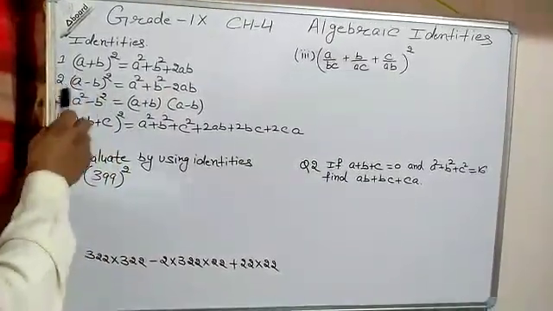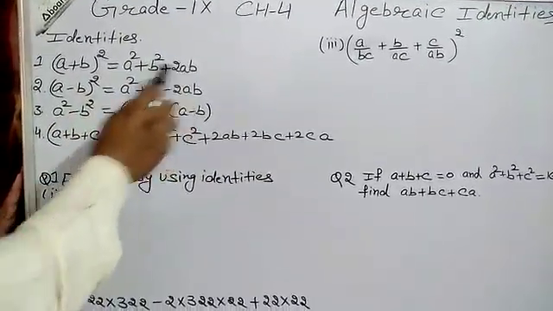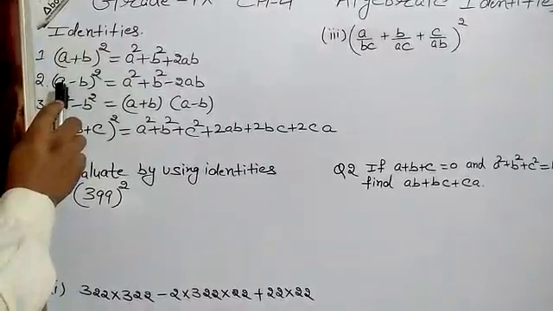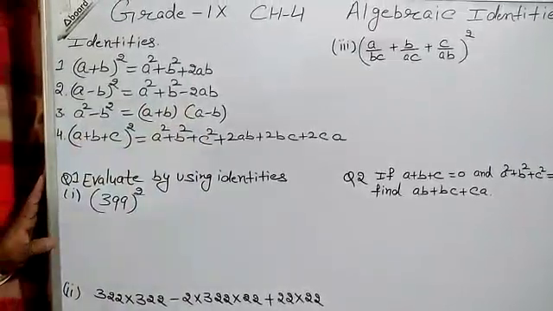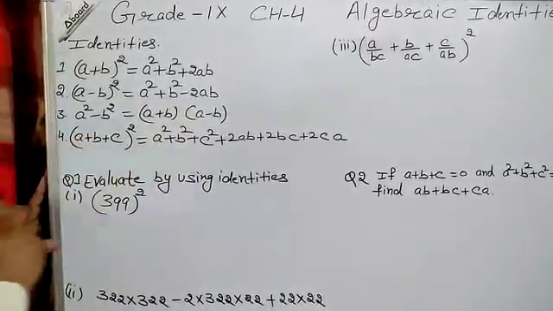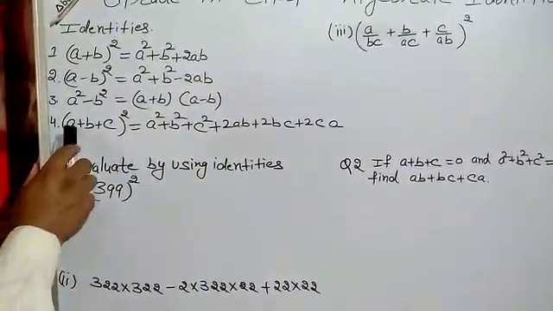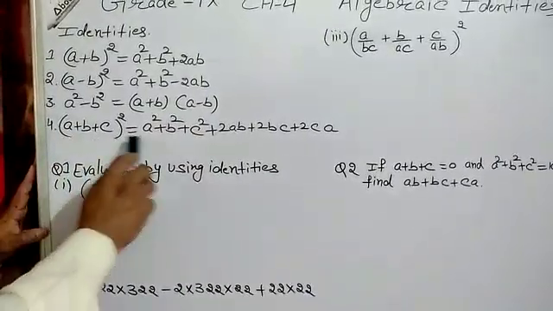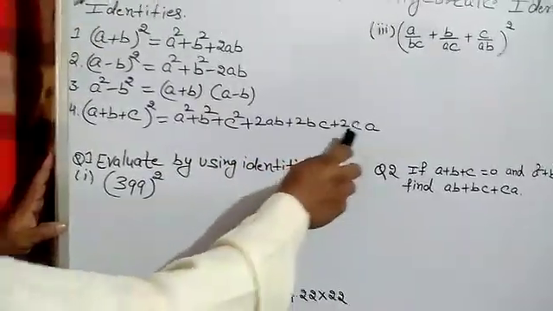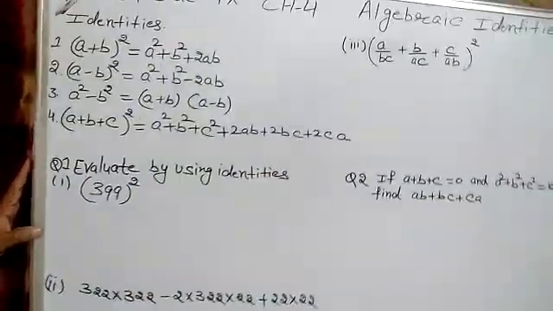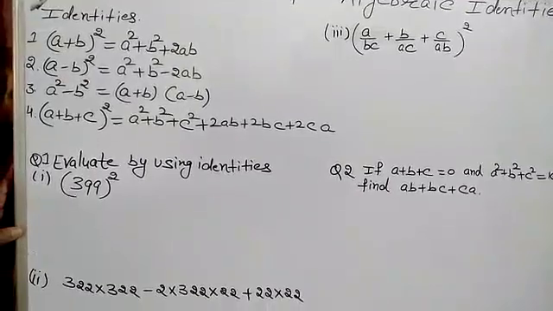Here we are. Number 1, (a plus b) whole square is equal to a square plus b square plus 2ab. Number 2, (a minus b) whole square is equal to a square plus b square minus 2ab. Number 3, a square minus b square is equal to (a plus b) into (a minus b). Number 4, (a plus b plus c) whole square is equal to a square plus b square plus c square plus 2ab plus 2bc plus 2ca. So students, this is all about your identities or formulas of squares.